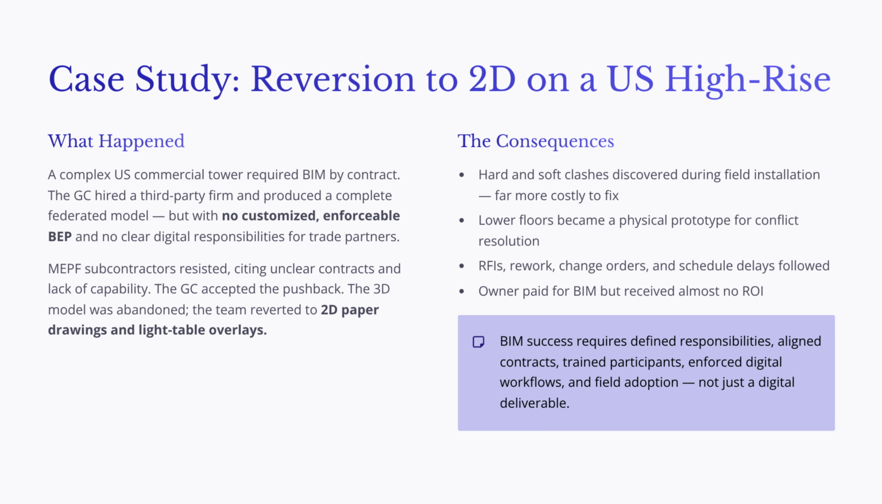That decision was not necessarily the problem. A third-party BIM firm can be very useful when its work is supported by a clear BEP, defined responsibilities, trade participation, and enforceable information exchange requirements. The project eventually had a complete federated model based on the designer's advanced drawings. The plan was to use that model for automated clash detection and coordination. However, the project had a major weakness.